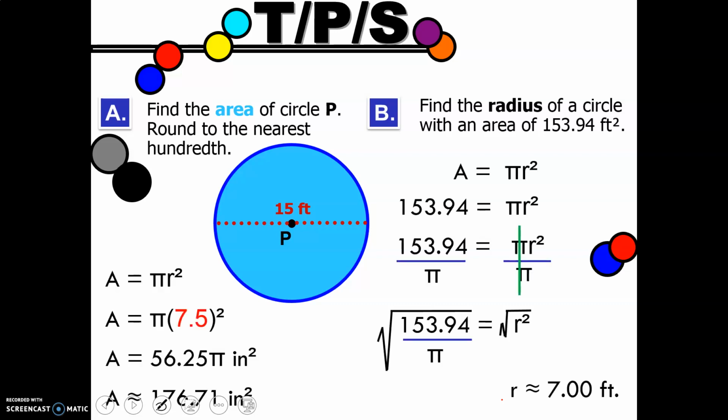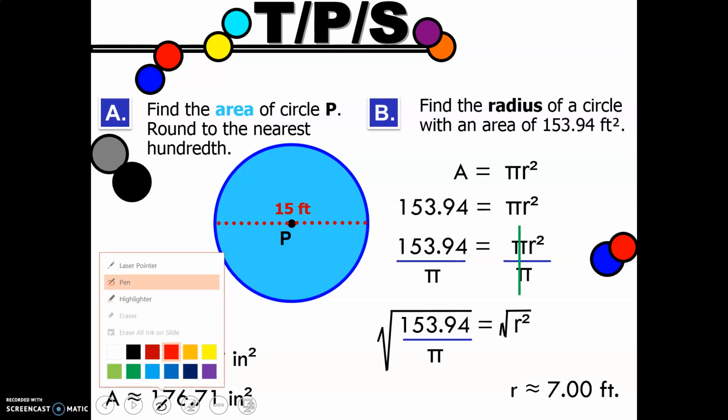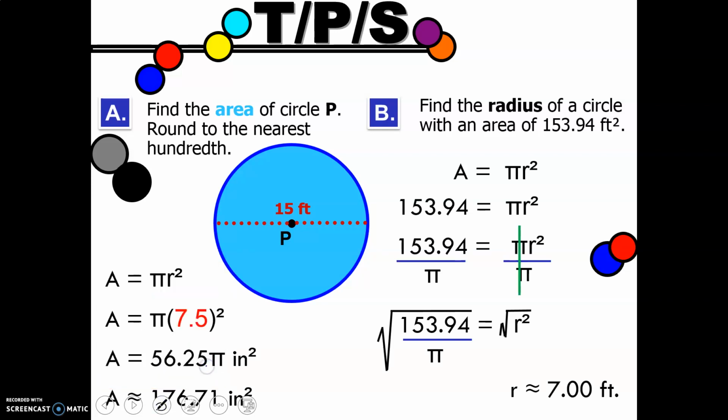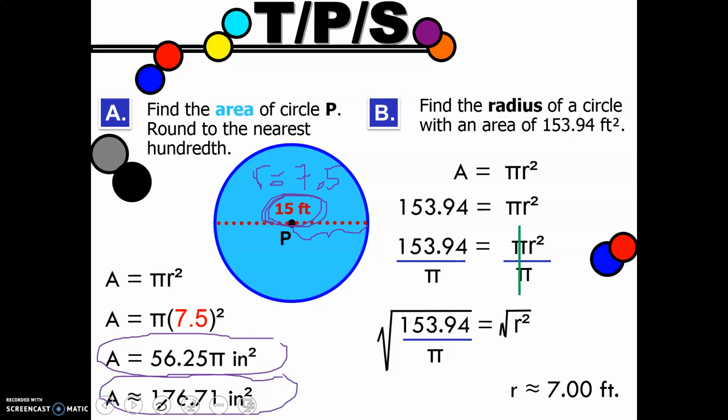Okay, so for part A, we are taking just the radius. So see where the number is placed? It's right in the middle, which tells us our radius is 7.5. So that would be halfway from the center to the edge of the circle. Here is our exact answer, 56.25. And I hope you guys can see that. Our approximate answer is 176.71 square inches.